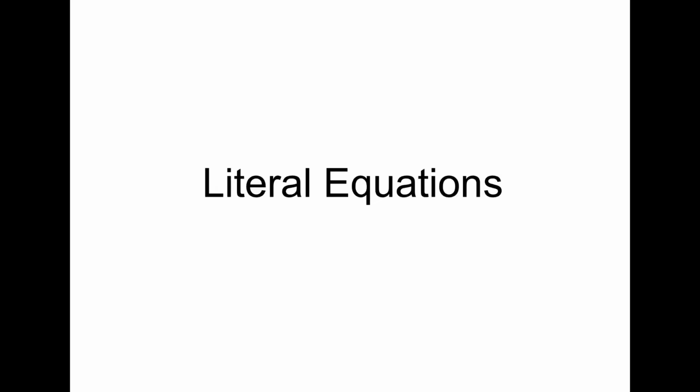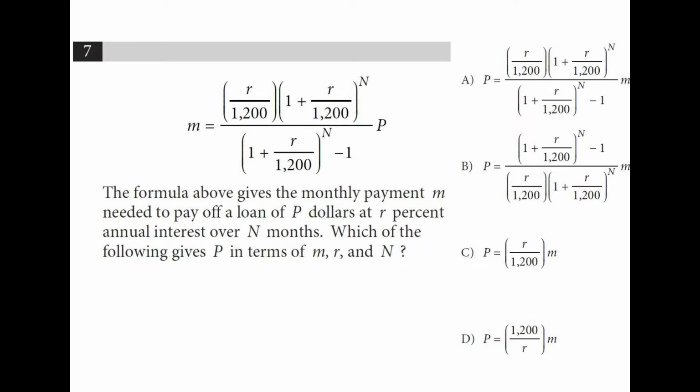Literal equations can look really hard. What they ask in this question, though, is which of the following gives p in terms of m, r, and n? They want you to solve it for p equals something. And if you're not sure what variable you're solving for, you can look at the answer choices here, and it will be obvious.